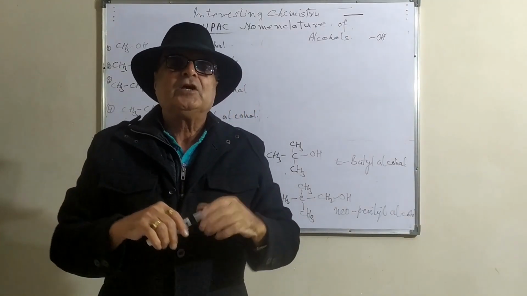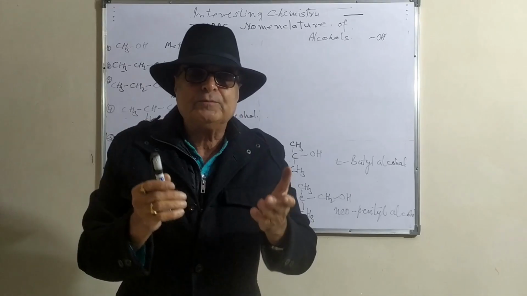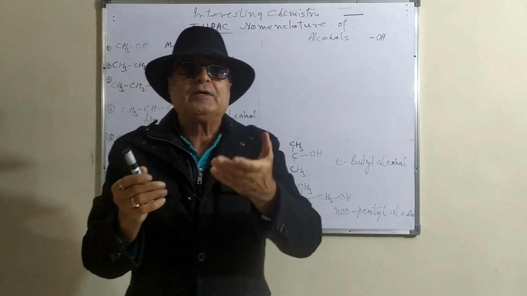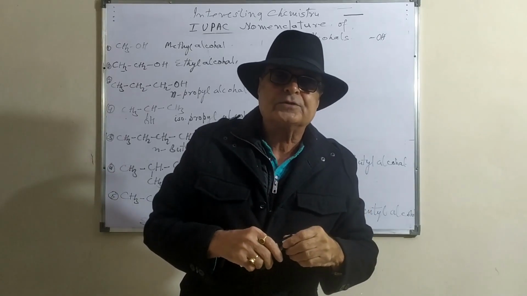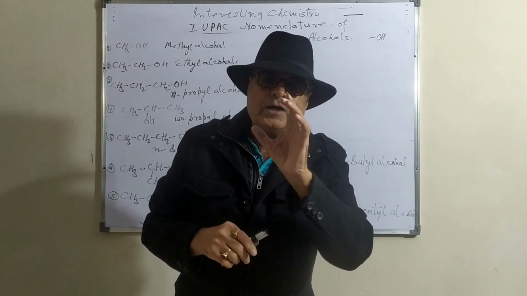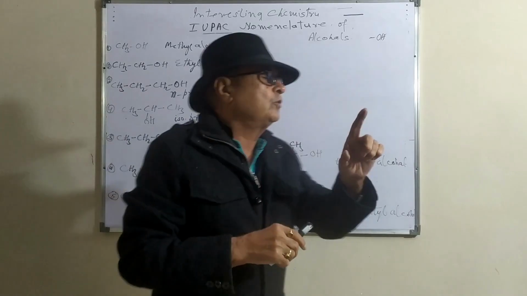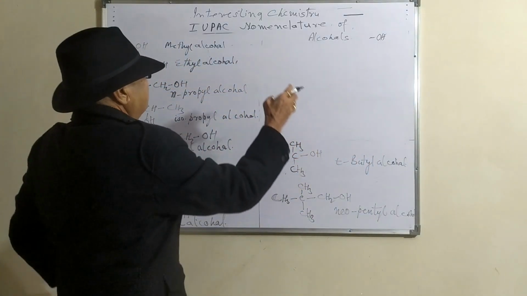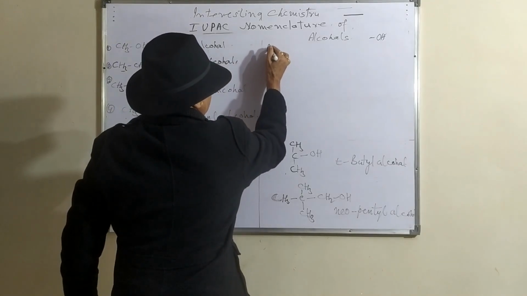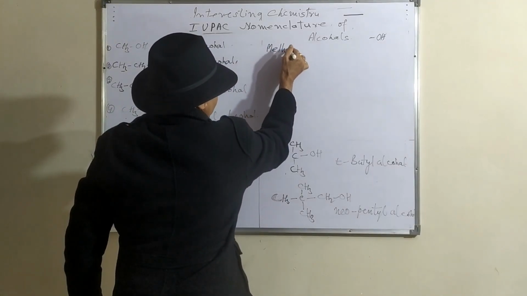In IUPAC, as I told you in the previous video, in the nomenclature of different compounds, we first need the parent compound. So what will be the parent compound? Here only one carbon is there, so the parent compound is methane.